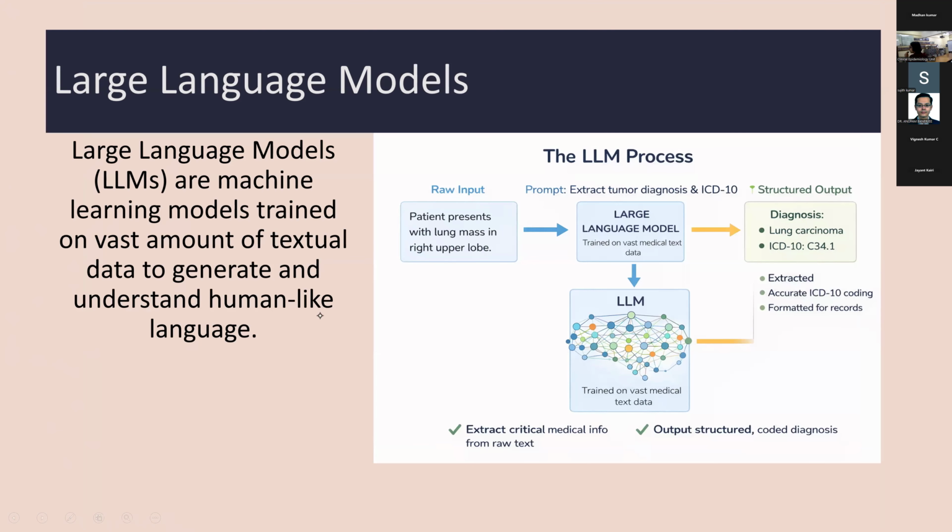So large language models are machine learning models trained on a vast amount of textual data to generate and understand human-like language, in a medical context as such. If we put in an input saying the patient presents with a lung mass in the right upper lobe, based on whatever information the model actually knows, it recognizes the pattern. And if we give a command such as give the diagnosis and the ICD code, based on the pattern recognized by the model, it gives the diagnosis as lung carcinoma, with the ICD code corresponding to lung carcinoma, 34.1.